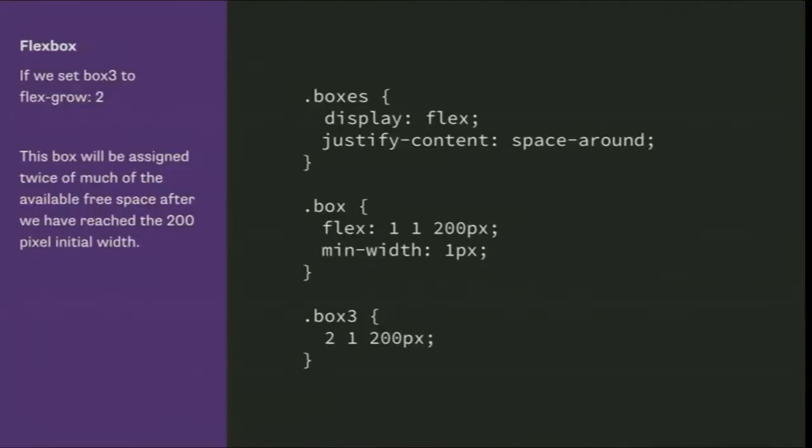But there's more than this, because responsive design is about proportions. So in order that we can maintain proportions, we can assign different values to different boxes so that when things start to grow or shrink, they do that in the proportions that you've set. So here I'm setting box 3 to flex grow 2. The other two boxes remain at the default of 1.